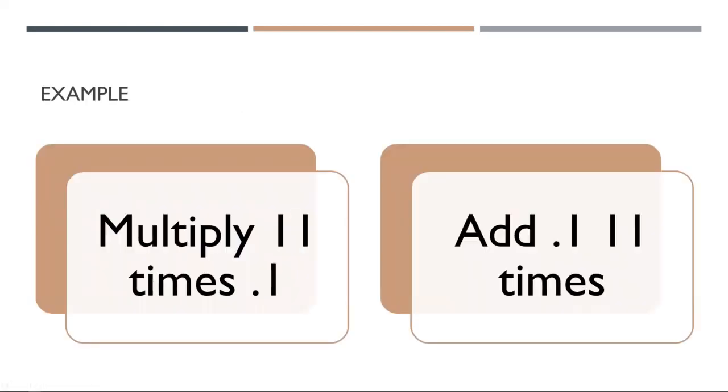Okay, so let's look at a couple examples here. What if we multiplied 11 times 0.1, and then we also added 0.1 11 times? Mathematically, they should be the same. If you take 5 times 4, you're going to get 20. If you take 5 plus 5 plus 5 plus 5, you're going to get 20. And if you do the math on a calculator, you're going to see that you get the exact same answer. Mathematically, they are exactly the same.